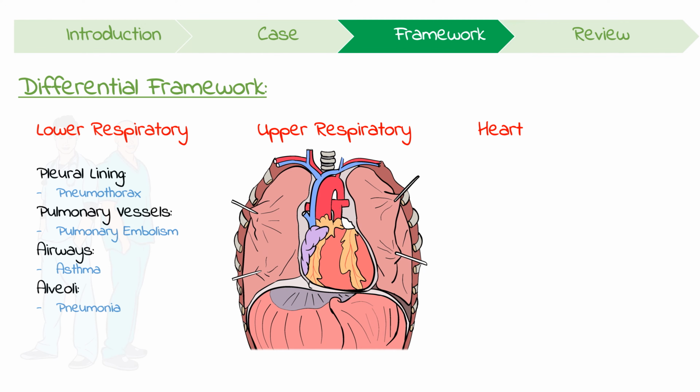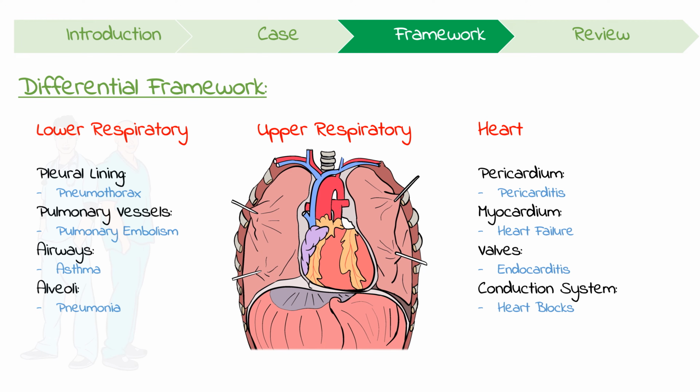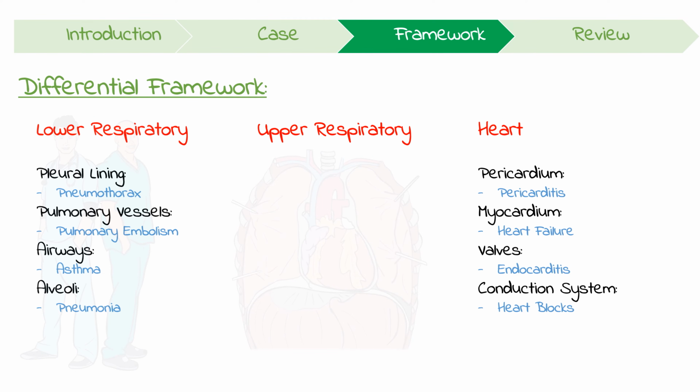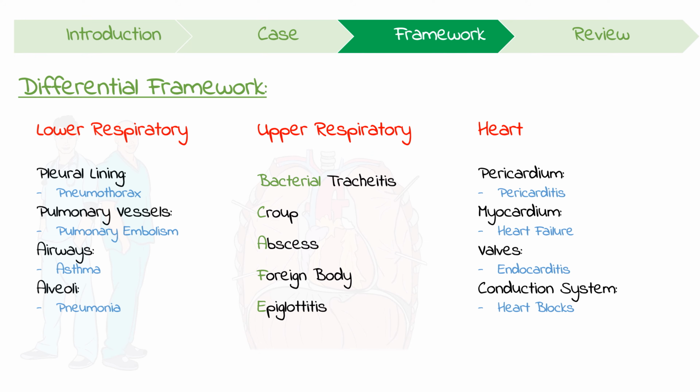In the same way, you can do this to the heart too. On the other hand, you might just consider only the common and important differentials in each group. For example, common pediatric upper respiratory tract issues can be remembered using the mnemonic bacterial cafe. This stands for bacterial tracheitis, croup, abscess, foreign body, and epiglottitis.